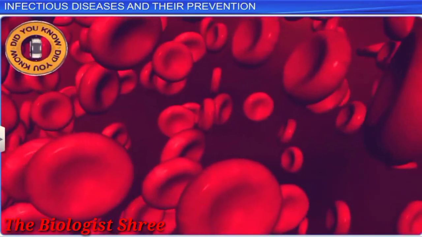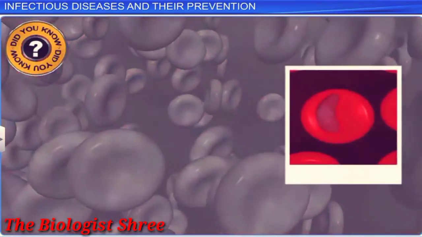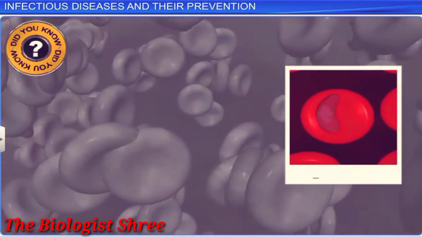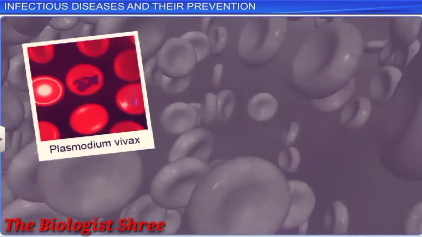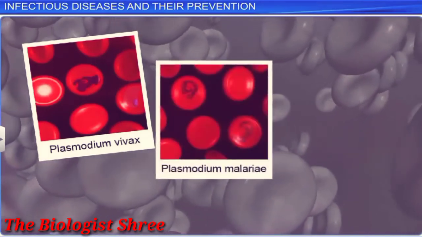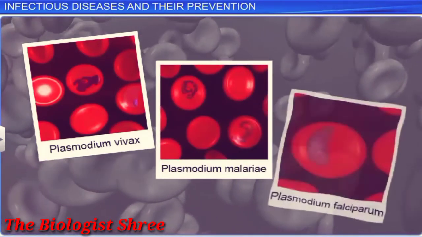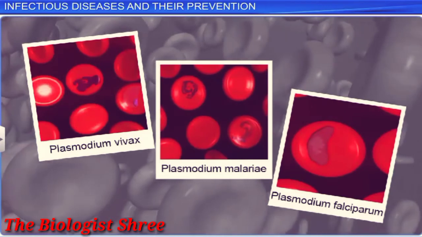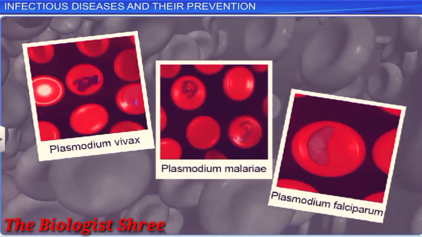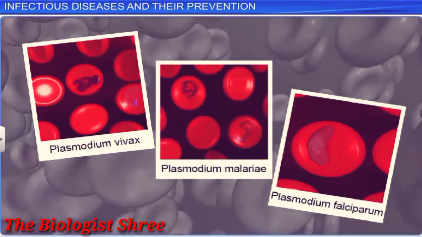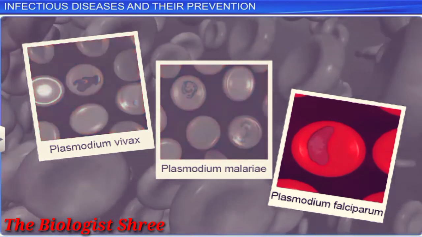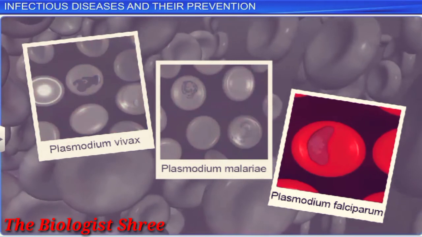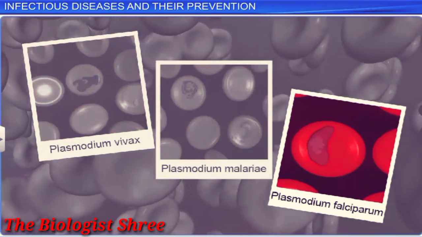Did you know that malaria is caused by a tiny parasitic protozoan called Plasmodium? P. vivax, P. malariae, and P. falciparum are different species of parasitic protozoa that are responsible for different types of malaria. Of these, P. falciparum causes the most serious and fatal type of malaria.